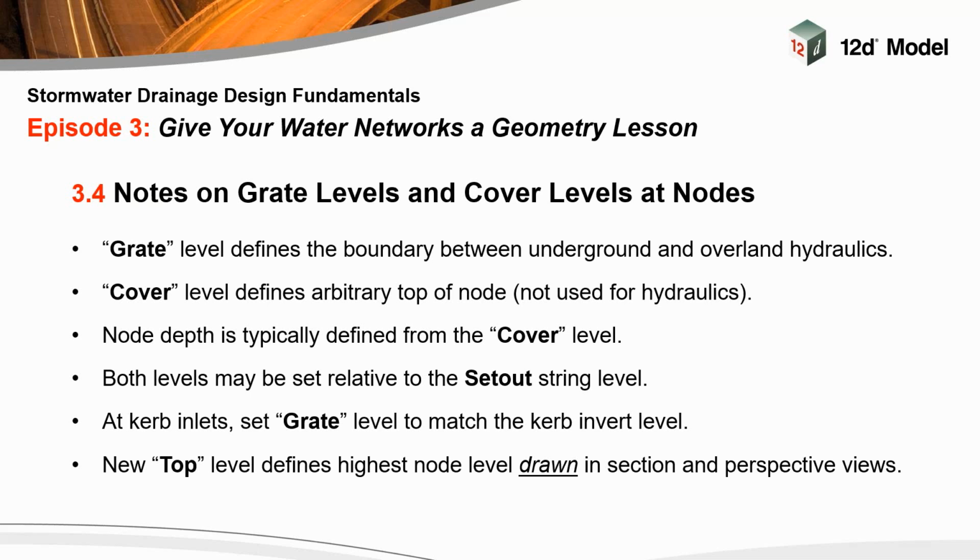Both the cover and the grate can be set relative to the set out string. I've already mentioned, for a curb inlet, set the grate level to match the curb invert level. And there is this one other setting here that we're starting to get questions about. There's a new level called the top level, which has been introduced in version 14, I believe. And this is more of a visualization thing for people producing BIM models. It defines the highest node level drawn in the section and perspective views, and also the highest node level you'll see drawn when you convert your water models to tri-meshes or IFC files, okay?